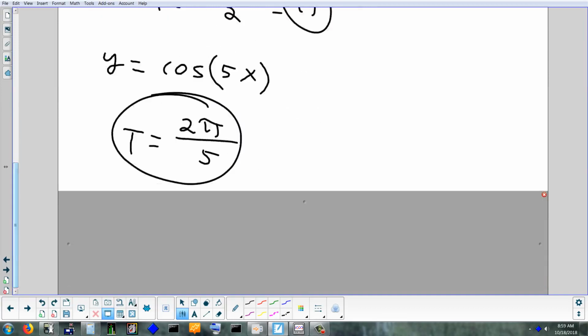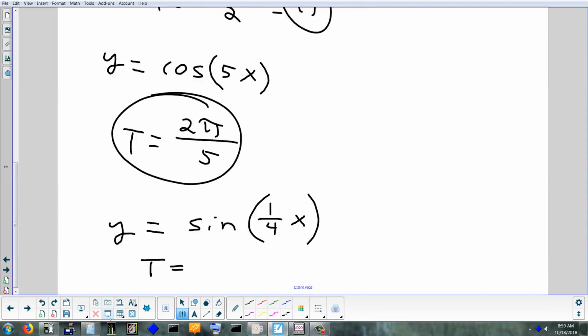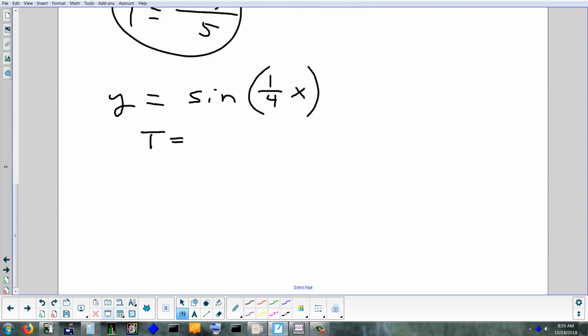All right, let's try this one. 1/4 x. What happens when you put a fraction in front? What happens to the cycle? Does it get longer or shorter? Shorter. It stretches, gets longer, right? So now I'm expecting a number bigger than 2 pi. So let's see what happens.